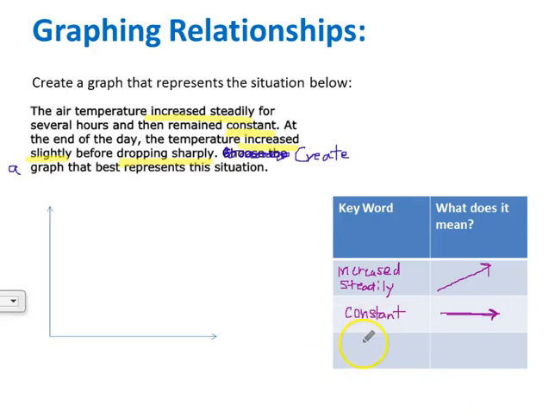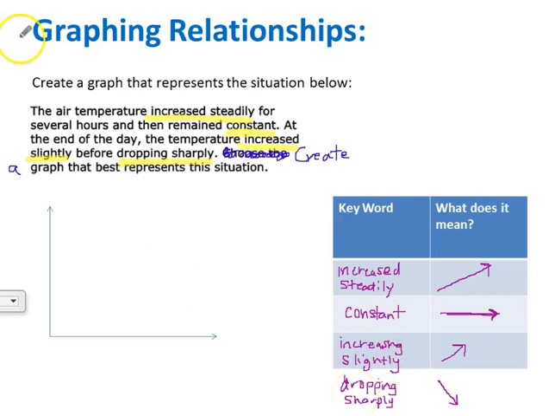Then we have increasing slightly, so we know that that's going up again, and then we have dropping sharply. So dropping sharply, that keyword tells us our graph is going to be decreasing at a pretty quick rate. So let's put that on a graph.